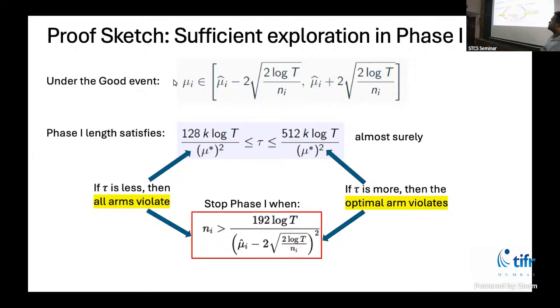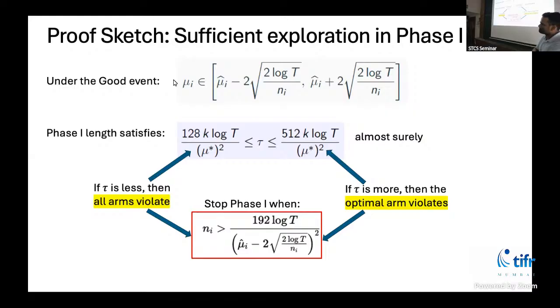What I'm trying to understand is, you have this phase one that has this length, and you're stopping it at some point determined by your samples. Why can't you always stop it at 512 k log t divided by mu star square? We do not know mu star. What is known is mu i hat as well as n i. As you proceed, these two quantities are compared, and as soon as this is satisfied for one arm, we stop. I also don't know the exact intuition behind this; the mathematics comes out of this, but I'll think about it.